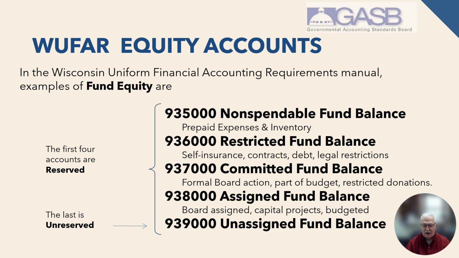The last item on this list is unreserved. 939000, the unassigned fund balance. This typically combines all other activity that has not been described within the first four reserved accounts. DPI lets the local school districts break this 939000 further down. And in the next slide we will discuss that.